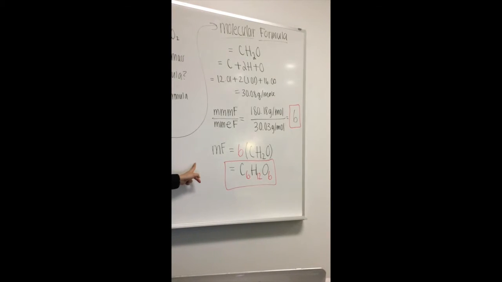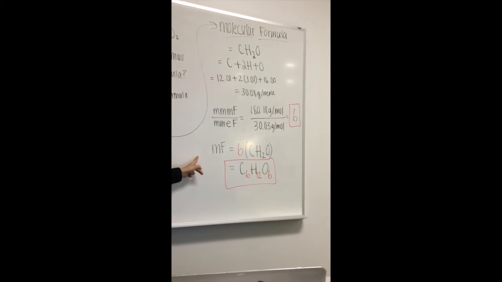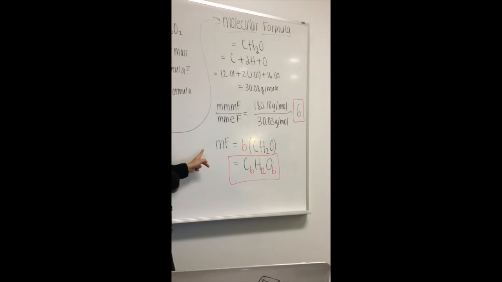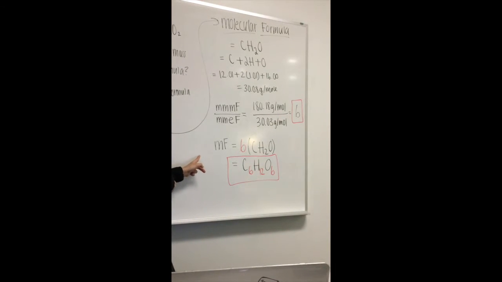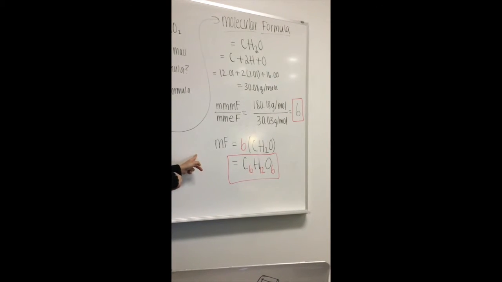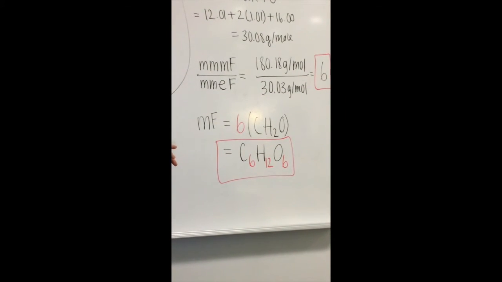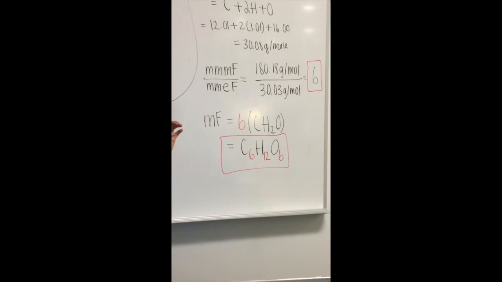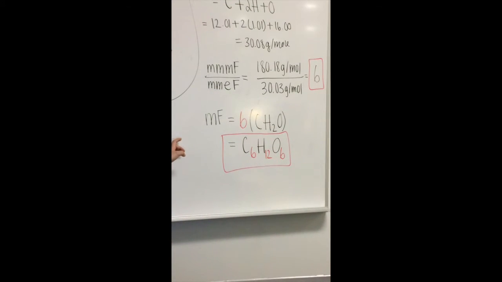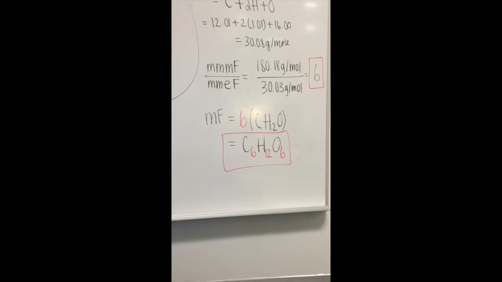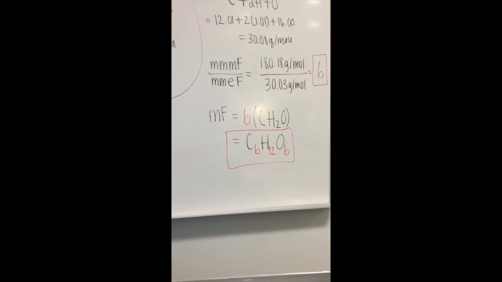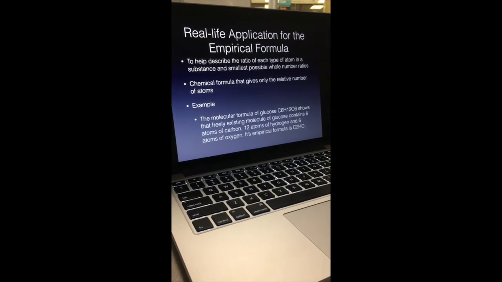We go back to the empirical formula, CH2O, and multiply that by the molecular formula variable, 6, which overall gives us C6H12O6.